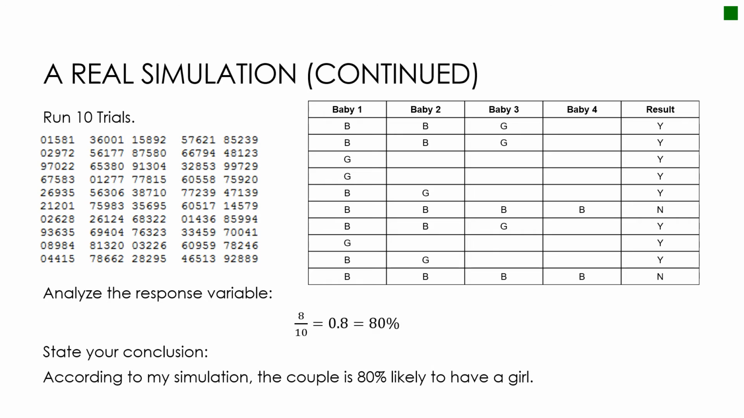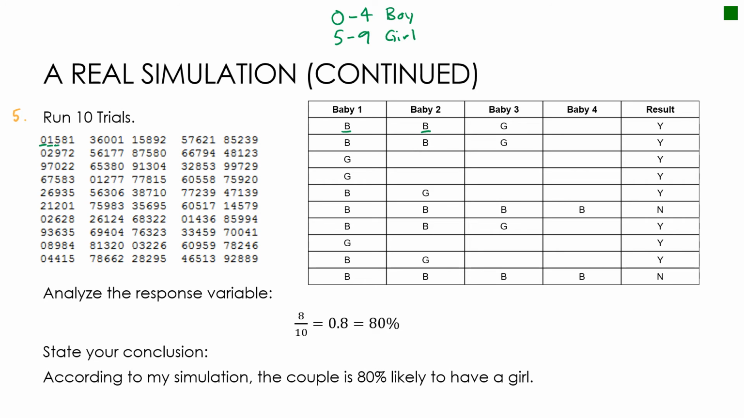Now let's take a look at how I would actually run the simulation. This would be like step 5. I'm trying to run the trials. Just as a reminder, I'm going to write at the top of the screen that we said 0 to 4 would be a boy and 5 through 9 would be a girl. So what I'm doing is I'm looking at the digit 0, and 0 is a boy, so notice in my table I've recorded boy. And then I look at 1, and 1 is a boy, and so notice I've recorded boy.